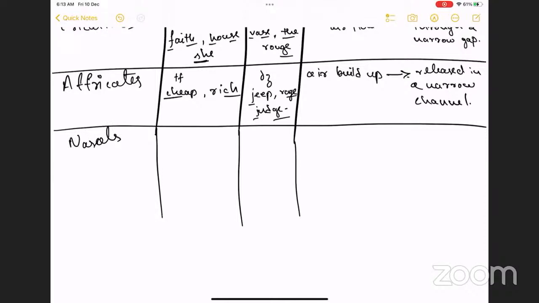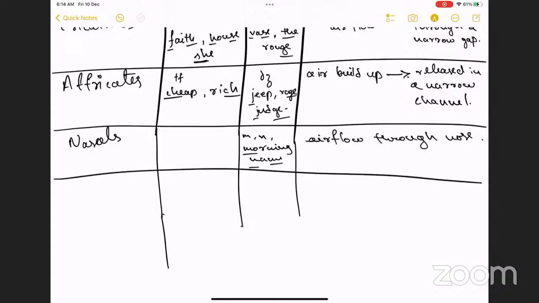voiceless ones. Next is the nasal. You have m, ma, na. When you say morning, ma. Name. These are the nasals. It's nothing but airflow through the nose. No rocket science over there, thankfully. And no voiceless ones. Remember, with nasals there is always vibration, so they are all voiced sounds.